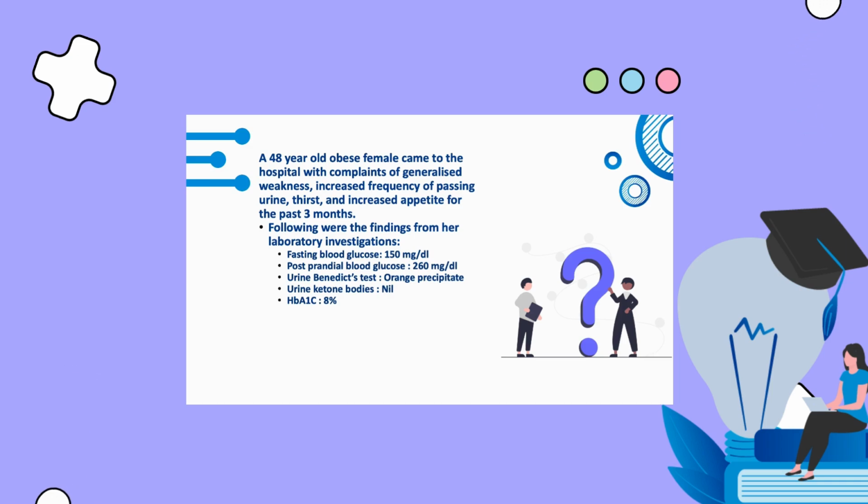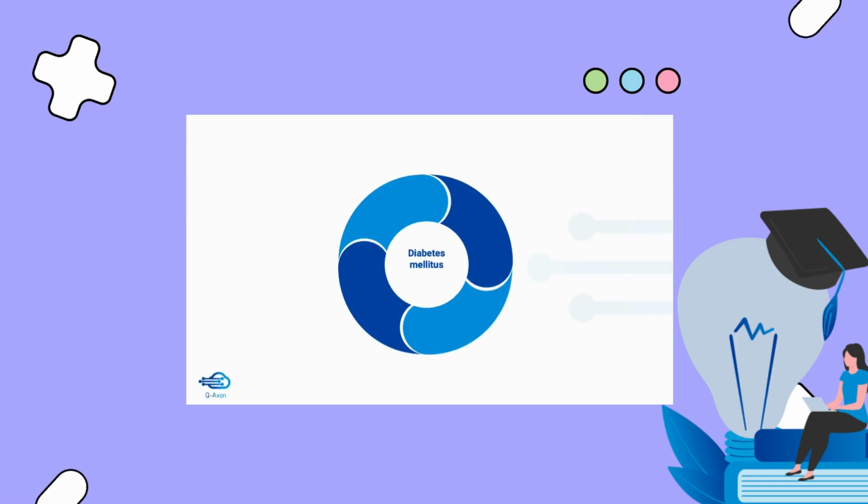HbA1c level, that is glycated hemoglobin level, is increased. Now, the significance of HbA1c is that it represents the control of the blood glucose level for the previous 3 months. So here it is increased, where the normal has to be up to 6%. So altogether, with the clinical presentation and the lab investigations, we can come to a probable diagnosis of a case of diabetes mellitus.